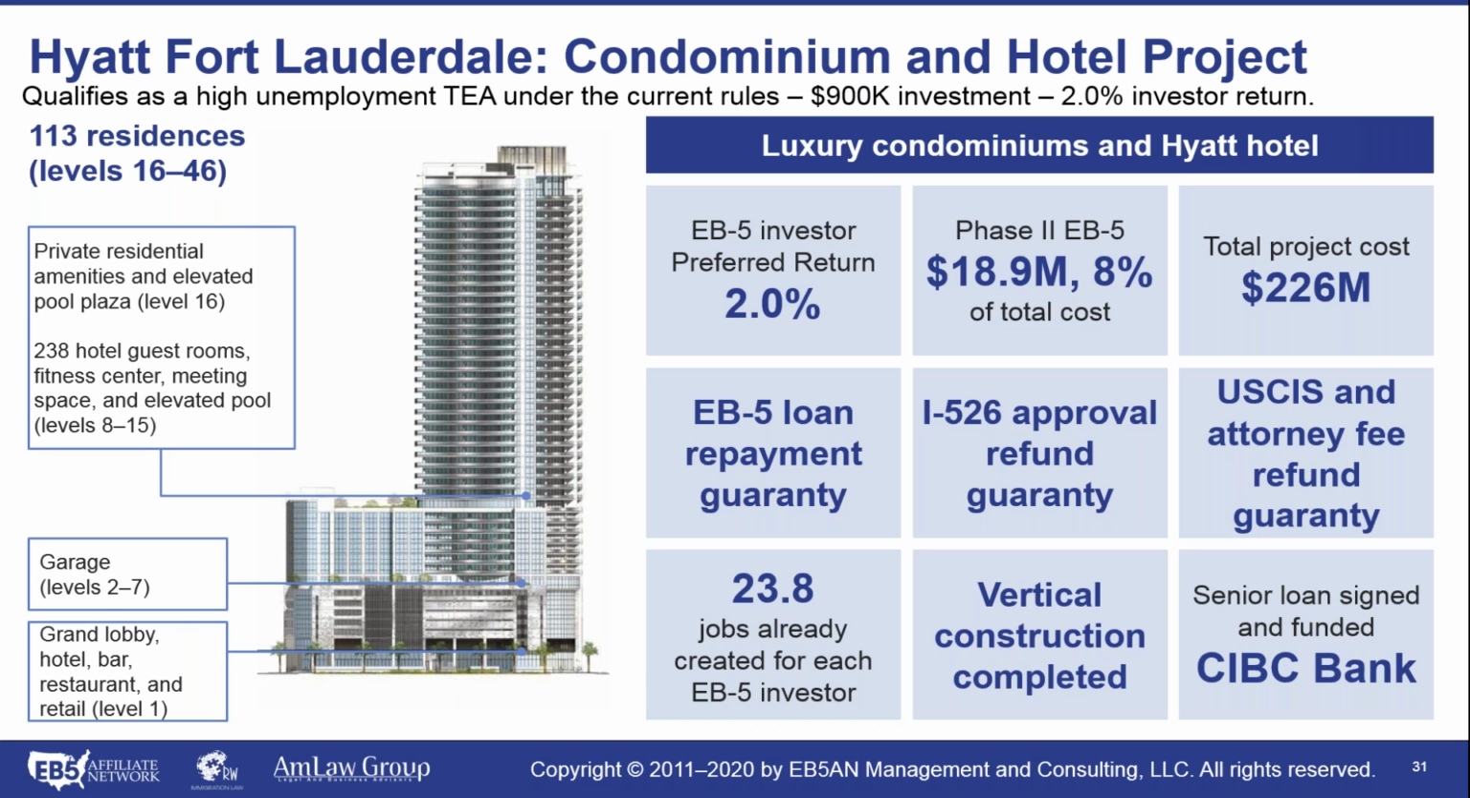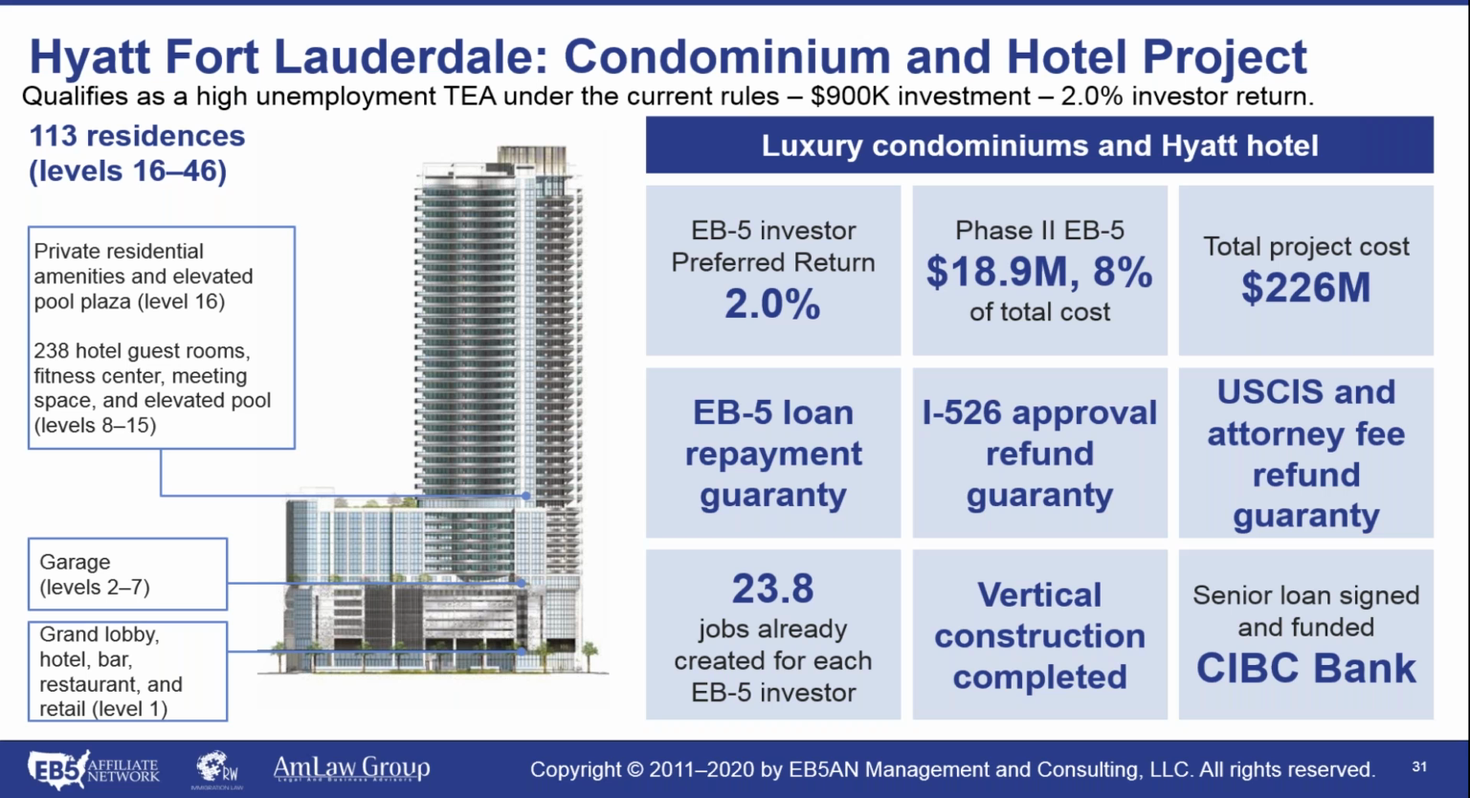So the first project we'll spend a minute on is the Hyatt Fort Lauderdale. It's a condominium and hotel project located right in downtown Fort Lauderdale, Florida. The project's almost completed. More than enough jobs have been created for all the EB-5 investors in the project. EB-5 capital in phase 2 is 18.9 million, or about 8% of the total cost of the building. So a very small percentage. Total cost is 226 million.